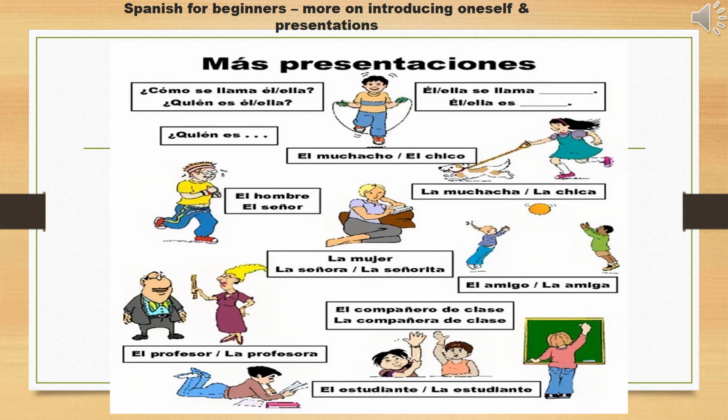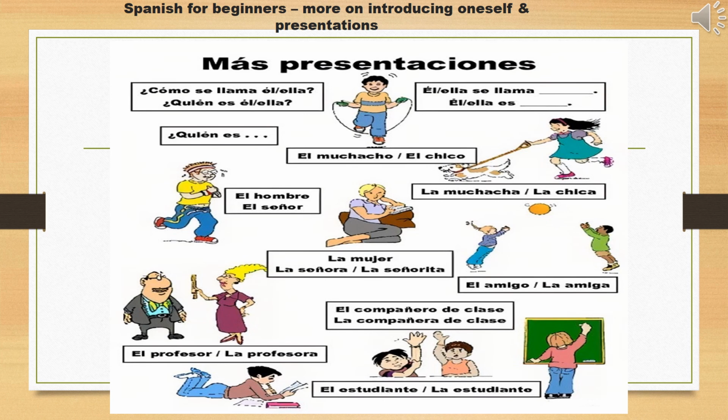Ella se llama María. And also with the quien es, look at the top there. When it is quien es, you can say él es. Él es Juan, for example. Juan is John. Él es Juan. It is John. It's the same as saying, it is John.